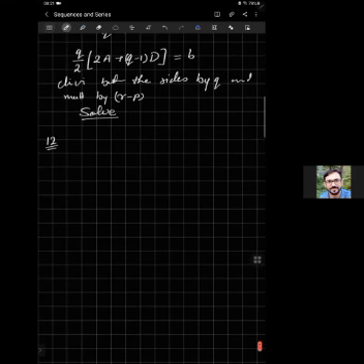Now I'm taking question number 12. This question is: the ratio of the sum of m terms to the sum of n terms, that is Sm upon Sn, of the AP is m square upon n square.